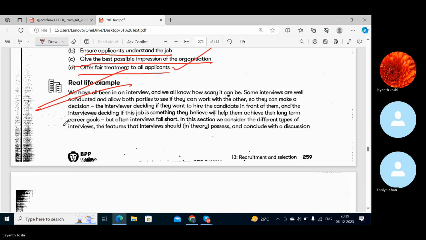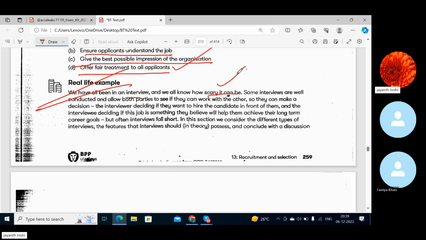Yes. See, we have all been in some kind of interview or the other, and we all know how scary it can be. It doesn't give a feeling of comfort, right? Because you are the one who is needed there, first of all, and the person who is going to interview has no pressure at all, and you are the one who wants to secure that job. So it looks very scary, right?